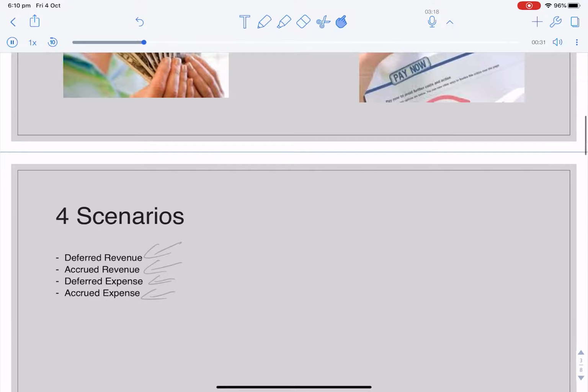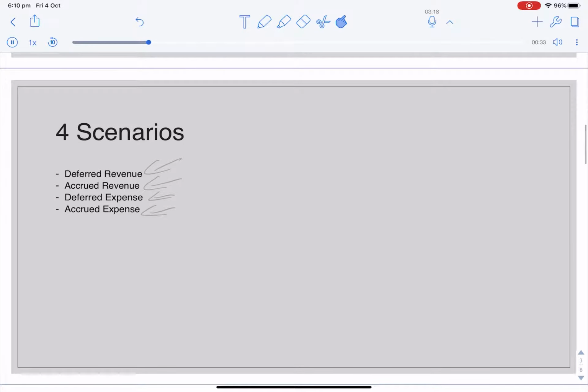There are four scenarios that adjusting entries can be categorized into, and each scenario requires a different set of debiting and crediting different accounts. The four scenarios include deferred revenue, accrued revenue, deferred expense, and accrued expense.